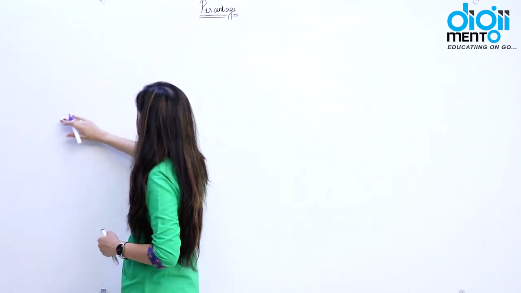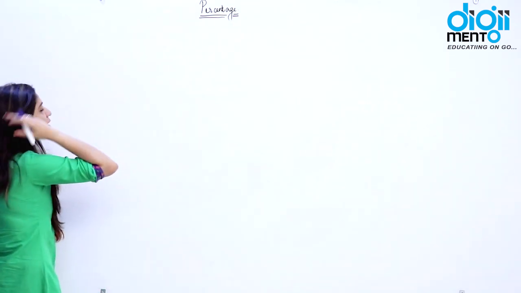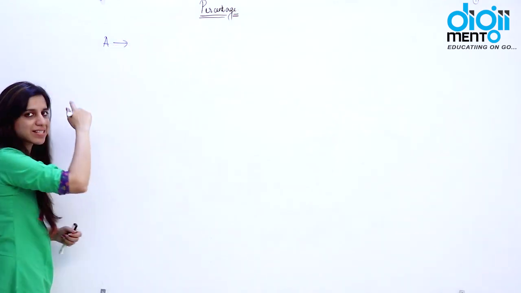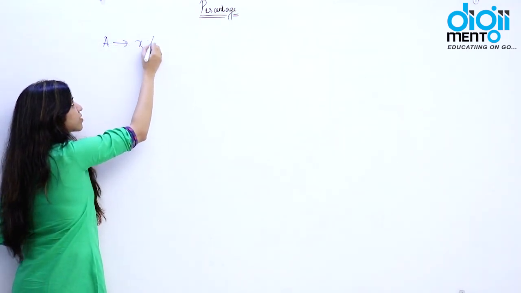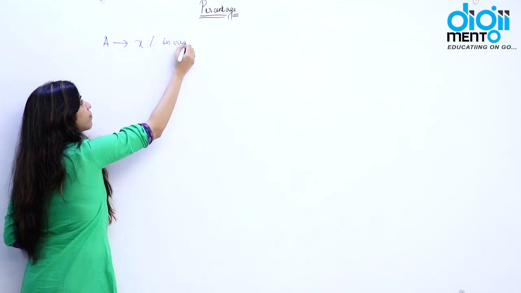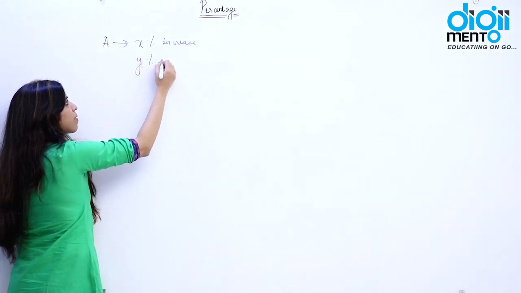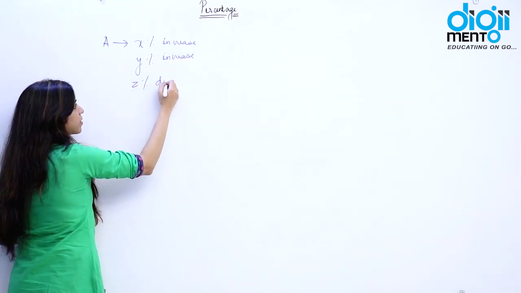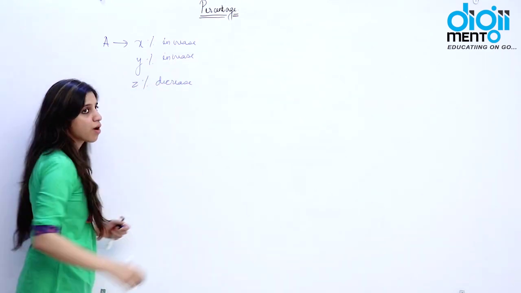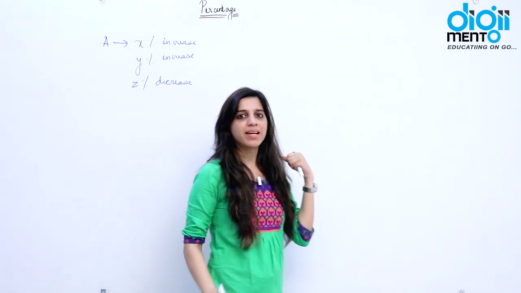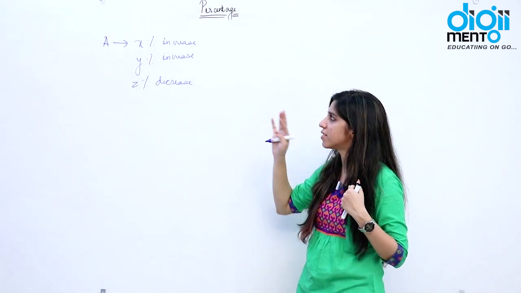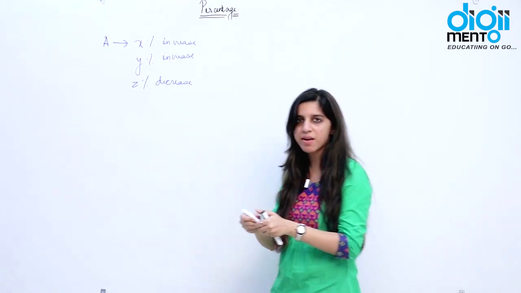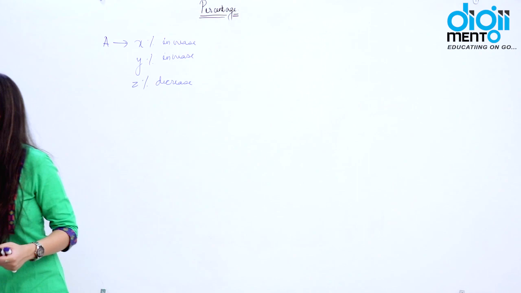See, suppose we assume that there is a quantity, let us say A. Okay, now what happens to this A? This A gets increased by x% first, then it gets increased by y%, then it gets decreased by z%. So I ask you, what is going to be the net percent change in value of A? Fine, we just move step by step first, then we can derive a general formula for this form.